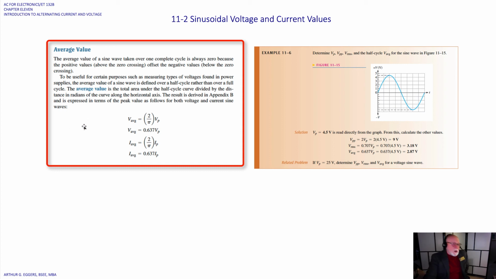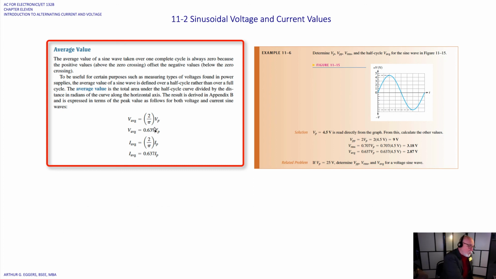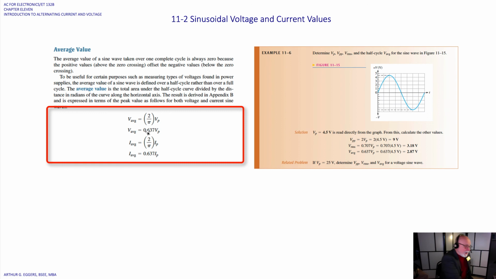We would have to do a little bit of calculus to calculate how this is done, and if you look in the back of your book in the appendix, it'll show you how this is calculated. The half cycle average value is 2 over pi times the peak value. Always use the pi key on your calculator instead of 3.14 and so on. Or we can use the relationship that says the average is equal to 0.637 times the peak value.